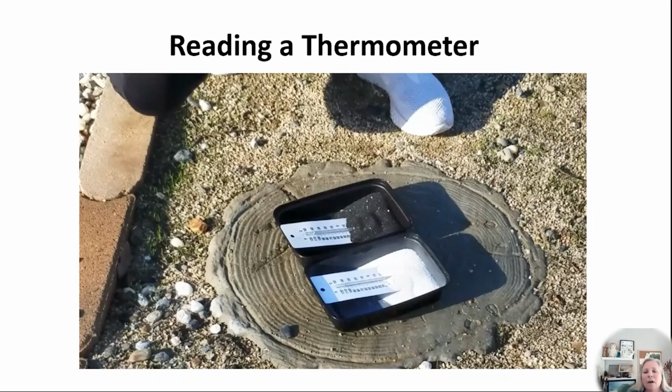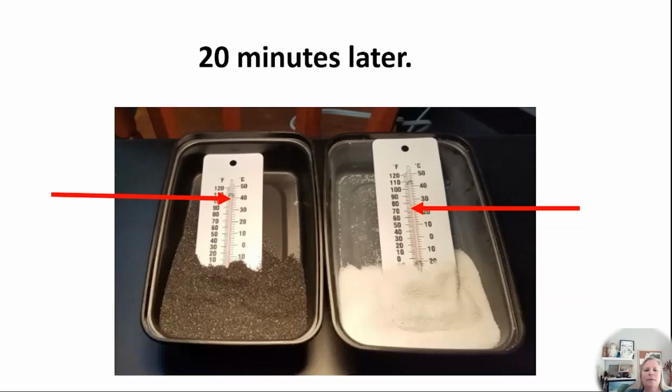All right, so you've got your experiment going here with your dark sand and your light sand. After 20 minutes, I want you to go ahead and make your guess. What do you think will happen? Make your prediction. It's not right, it's not wrong, it's just your guess. All right, 20 minutes later, the dark sand is sitting at right about 40 degrees centigrade. It's about 105 or so Fahrenheit. The light sand is only at about 70 degrees Fahrenheit.